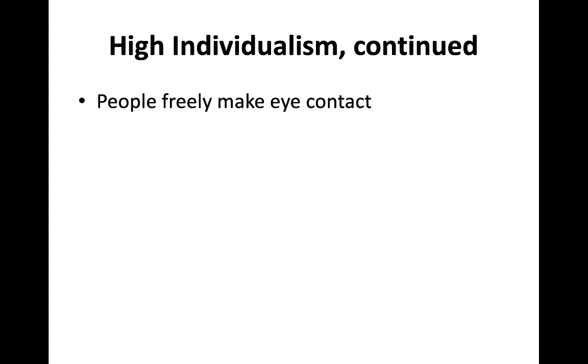People freely make eye contact in highly individualistic cultures. And that's not something that's universally shared. Eye contact is a good example of how misunderstandings can arise in cross-cultural issues. In highly individualistic cultures like the United States, we tend to value eye contact. And if people are speaking with us and not maintaining eye contact, we tend to become uneasy and make some assumptions about their motivations and their interest and perhaps even their intentions.